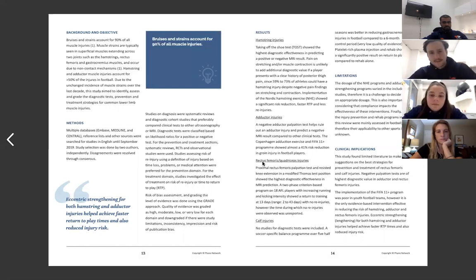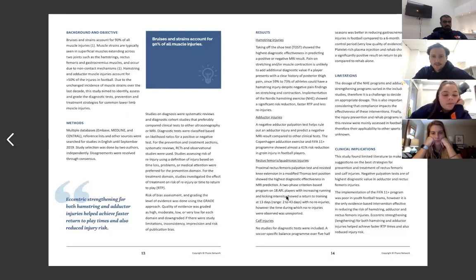Okay. All right, so going on to rectus femoris and quadriceps injuries. The proximal rec-fem palpation test and resisted knee extension in a modified Thomas test position showed the highest diagnostic effectiveness in MRI prediction. A two-phase criterion-based program on 18 AFL players with increased running and kicking intensity showed a return to training at 13 days and with no re-injuries. However, the time during which no injuries were observed was unreported.